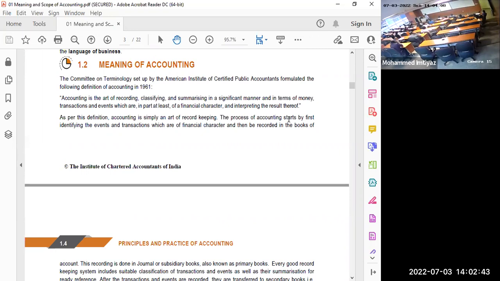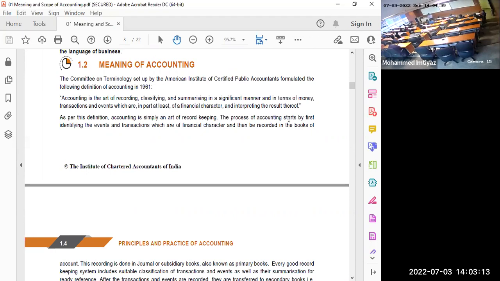I read it for you again. Accounting is the art of recording, classifying, and summarizing in a significant manner and in terms of money the transactions and events which are in part at least of a financial character and interpreting the result thereof. Some authority has given this definition. Look at this definition given by the American Institute of Certified Public Accountants. But we don't want the same way of writing. Understand and you write in your own way.